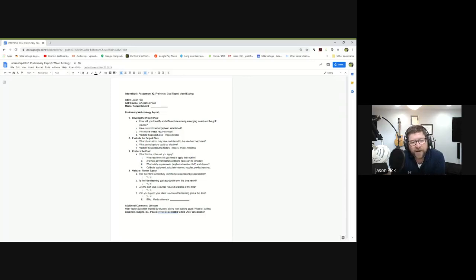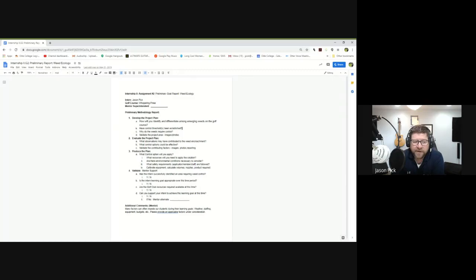Evaluating the project plan, in this case, what would have contributed to the weed encroachment? Could the weed be in the rough and the rough hasn't been irrigated or fertilized? Or is it super compacted? It hasn't been aerated? What's been going on? What are the contributing factors?